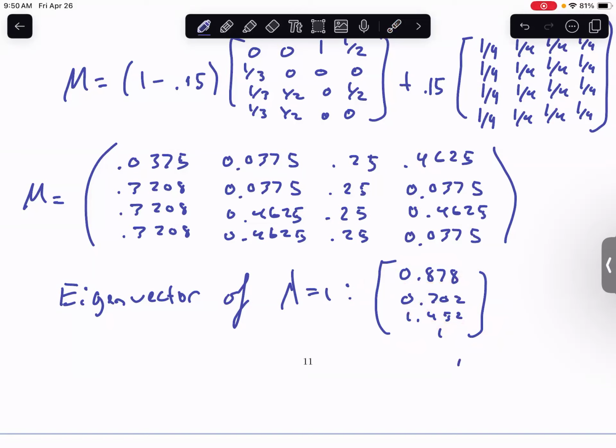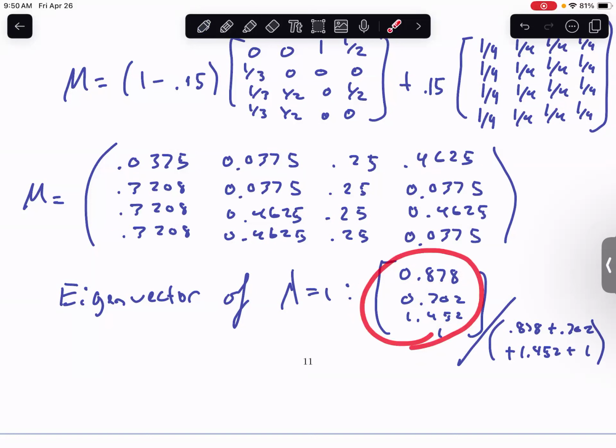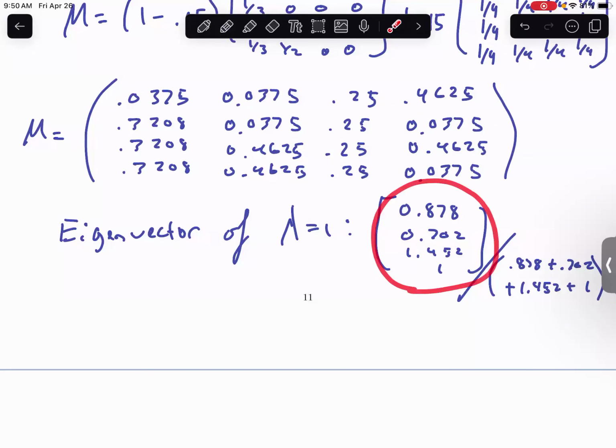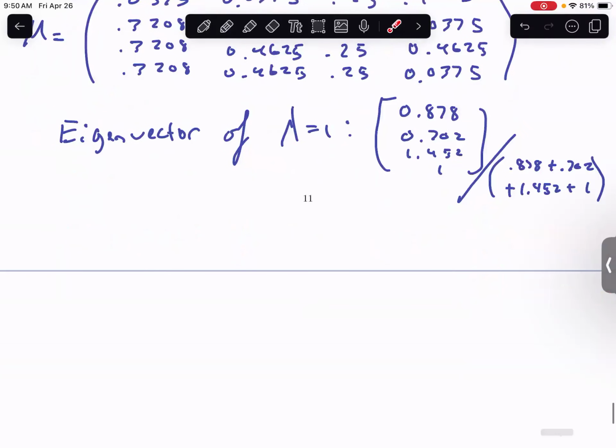Sorry, I'm pretty much done. I just need to write this out because this will be relevant for the homework assignment. I want you to write it out as a Markov vector. So if you take whatever vector it gives you on Wolfram or whatever program you use, you divide by the sum of the entries. And that will give you a Markov vector.